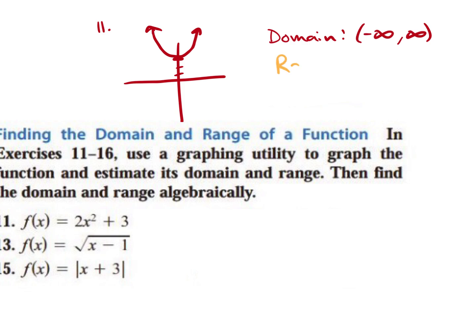For our range, we're talking about y values. Looking at our graph, what's our smallest y value of our graph? 3. Bracket or parentheses? Bracket. So from 3, what's our largest y value? Infinity. So 3 to infinity.